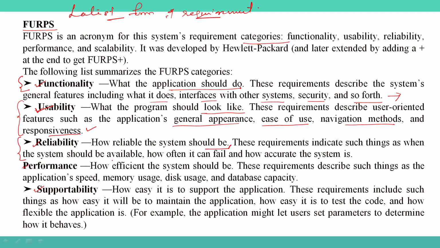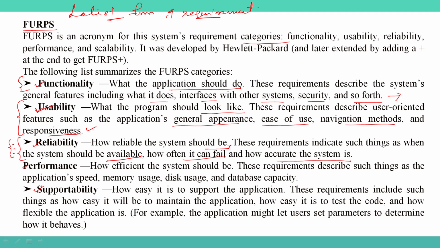How much time should the system be available? How often can it fail? How accurate is the system? That is accuracy, availability and dependability. Based on these three things, we define reliability.